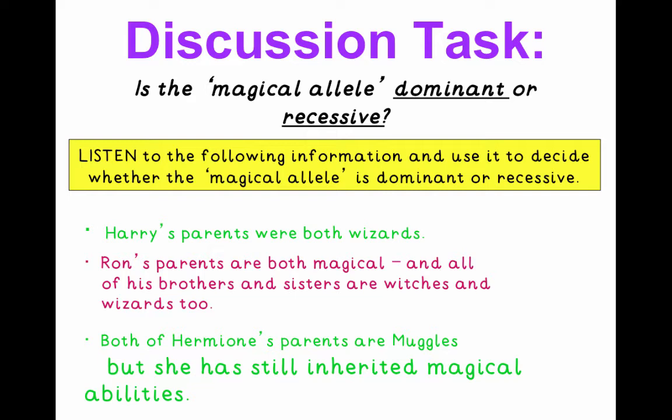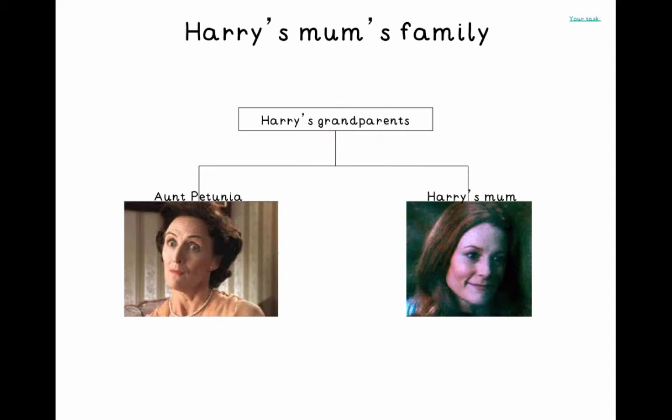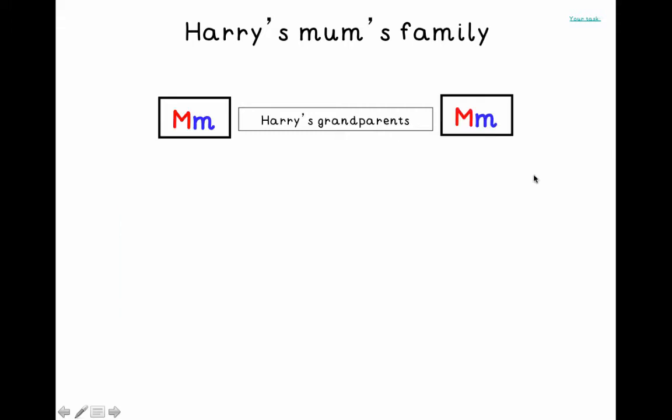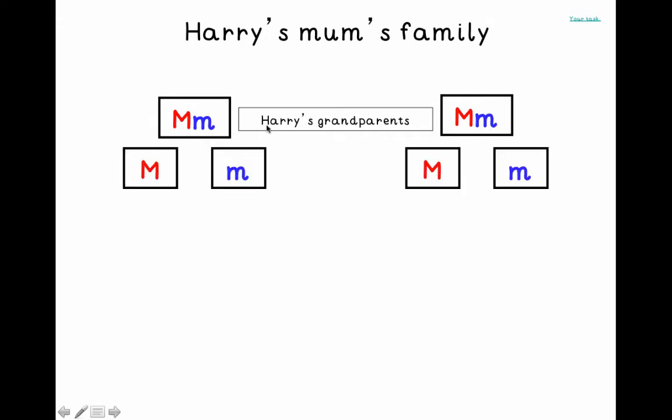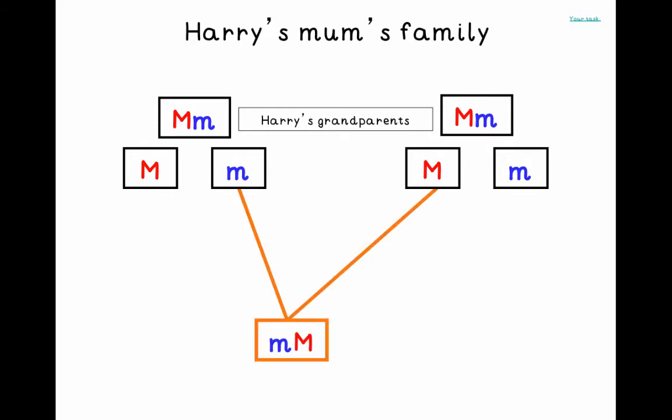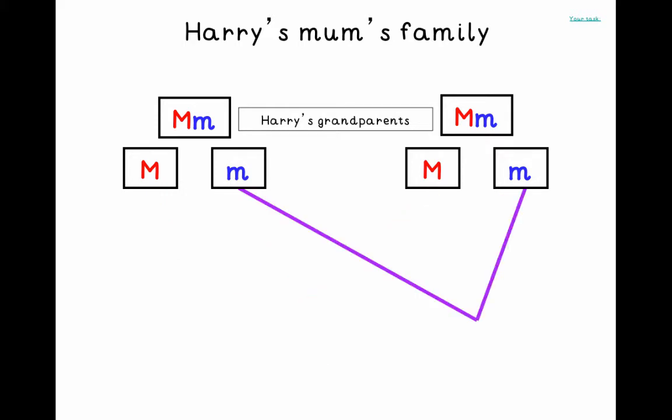Let's discuss something before we decide if the magical allele is dominant or recessive, although you may have your own opinion already. Here is Harry's mom's family. This is Harry's mother. This is Harry's aunt, Aunt Petunia. Harry's grandparents were not wizards, and Aunt Petunia is not a wizard. The only wizard is Harry's mom. So let's imagine that Harry's grandparents were carrying the gene for generations but not expressing it. So when they have the possibilities of giving the genetics to their children, they can have two dominants, one dominant and recessive, one recessive and dominant, or one recessive and one recessive.